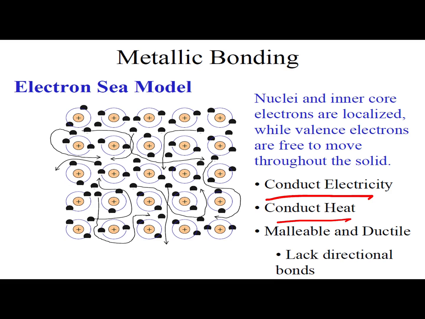And you'll notice there are no directional bonds, so metals tend to bend, not break, when you hit them with a hammer. And so this is going to be a way that we can differentiate a chemical that exhibits metallic bonding from one that exhibits ionic bonding. Both the ionic bonds and the metallic bonds will conduct electricity.